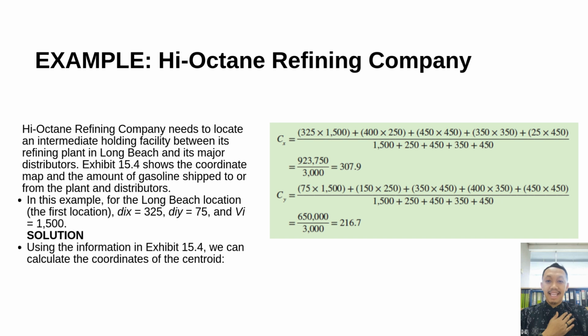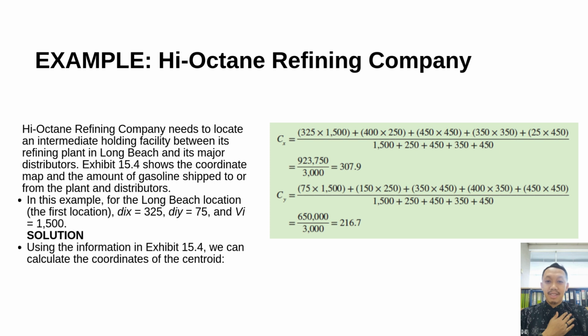Slide 14. Hi Octane Refining Company. Hi Octane Refining Company needs to locate an intermediate holding facility between its refining plant in Long Beach and its major distributors. Exhibit 15.4 shows the coordinate map and the amount of gasoline shipped to or from the plant and distributors. In this example, for the Long Beach location, the first location, Dix equals 325, Diy equals 75, and Vi equals 1,500. Solution. Using the information in Exhibit 15.4, we can calculate the coordinates of the centroid.